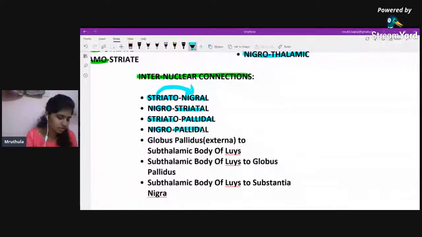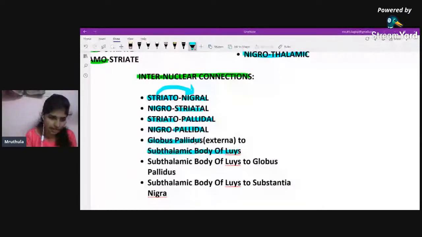Now as I am reading it, you can also tell yourself how the fibers are going. Now the next one is globus pallidus to the subthalamic body of Luys. It's difficult to shorten this name as a prefix or a suffix, so that's why we are mentioning it fully. Okay. So globus pallidus, especially externa. One more thing you should know, globus pallidus, we know that it is present medially, right? It is a part of the lenticular nucleus.